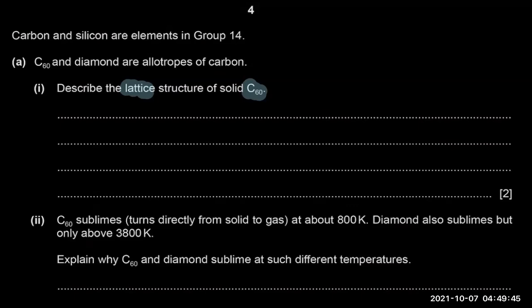Its name is Buckminsterfullerene. My favorite name in chemistry. This is Buckminsterfullerene. It's that football shaped molecule of carbon. So it's a simple molecule. It's not minister, it's minster. But yes, Buckminsterfullerene. So this is a simple molecular structure. It's an allotrope of carbon. And if you had to describe the lattice structure, you would say it is a simple molecular lattice, right?